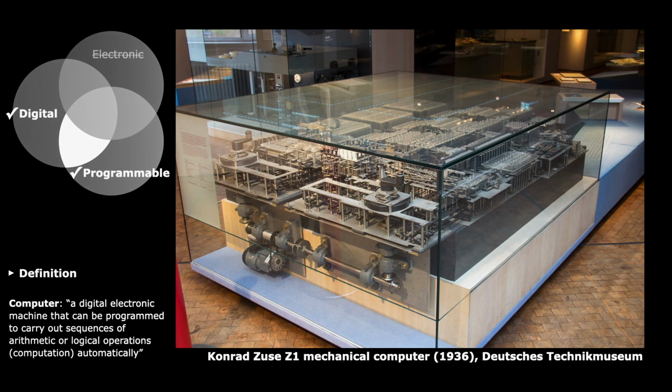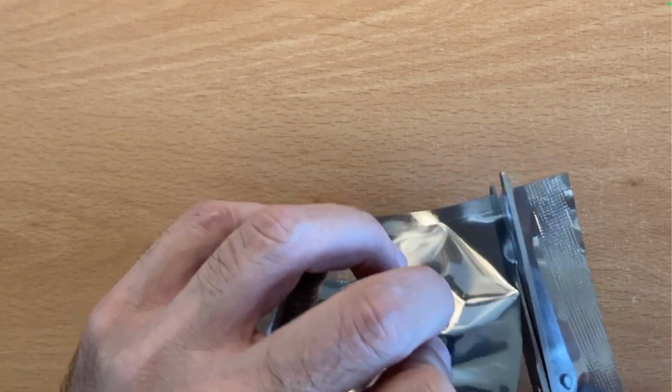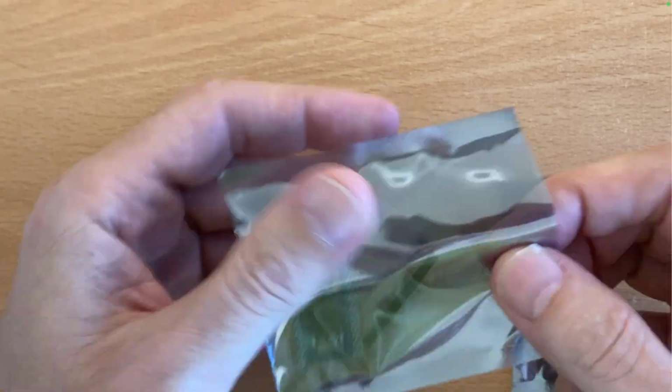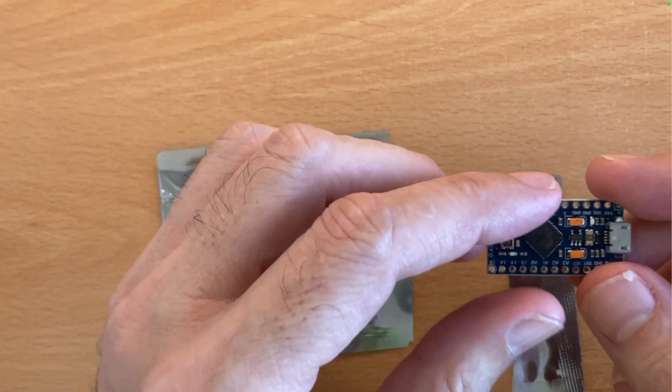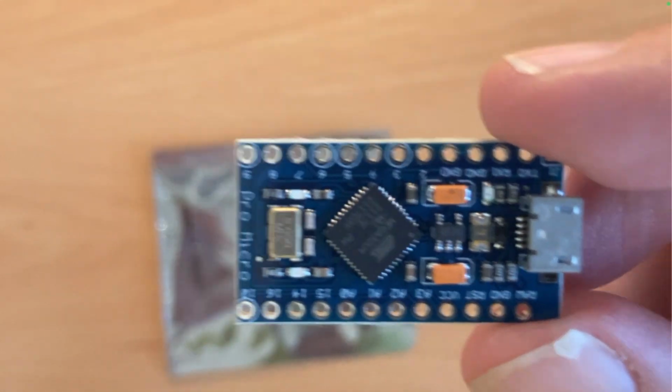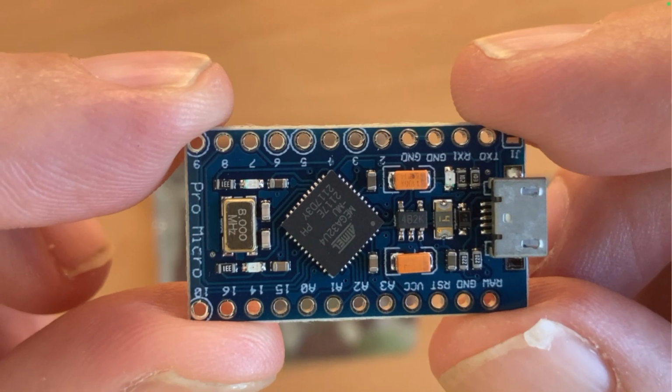Today, the simplest example we have of a computer that meets all the requirements and that we can find for less than €5 or dollars is this. It is an electronic board compatible with the Arduino system that contains a processor connected to some input and output ports or pins, and it is obviously programmable.